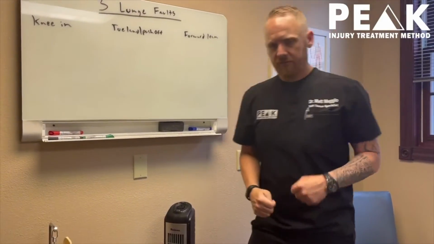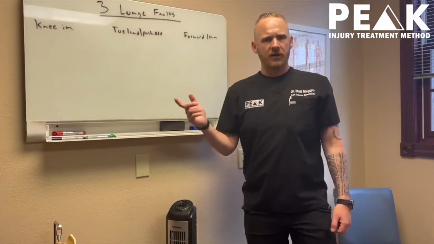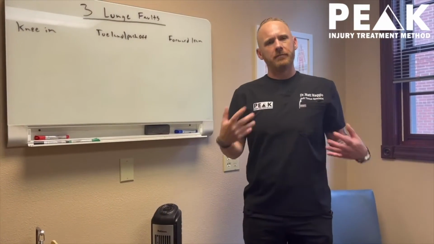And then the last one is just that forward lean as they go down. You should be able to be nice and upright, but they go forward like that. Once again, that is another problem with the posterior chain. So many people have posterior chain weaknesses.